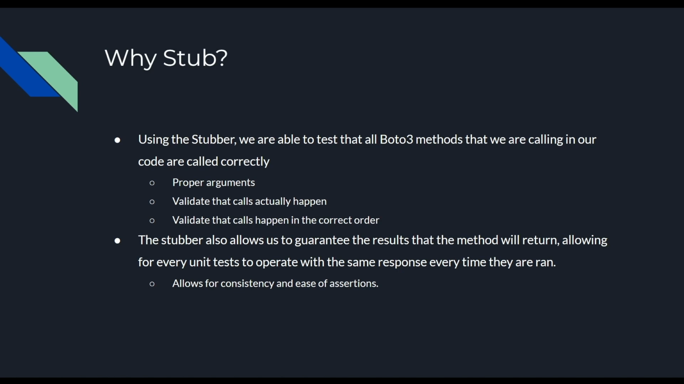And this allows us, especially when replacing Boto3 method calls with the stubber, to not have to be testing AWS's code for them. We can just get the results that we are expected to get based on their API documentation, allowing us to focus on the code that we're writing.